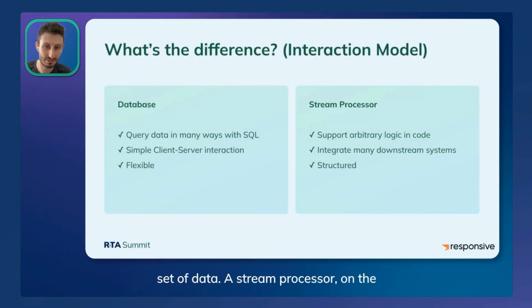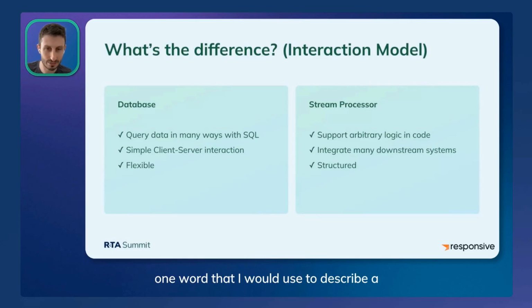A stream processor, on the other hand, supports arbitrary code logic. So there might be things that you can't express in SQL. A very typical thing here is the ability to interact with other systems. For example, if you want to make an RPC from within your stream processor, that's a little harder to do within a database. You usually have to do that in your client. Or you may want to integrate directly with downstream systems. So you take some data from a stream and then you want to put it into another system like a database or a data warehouse or something of that sort.